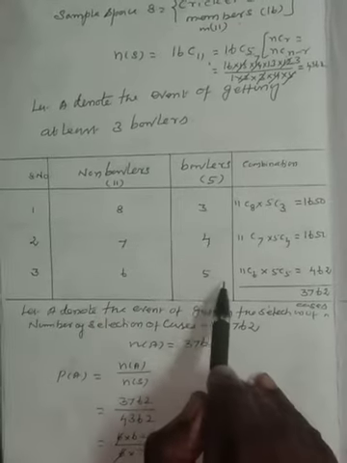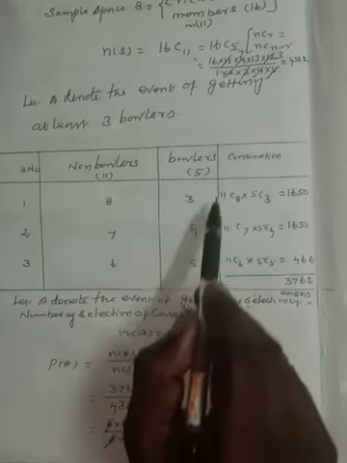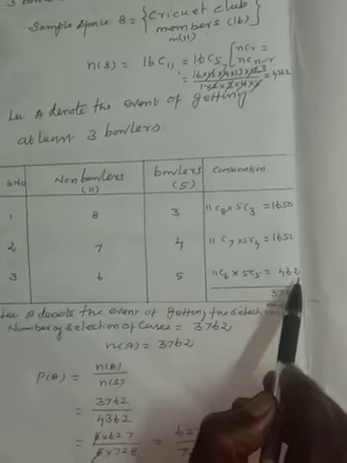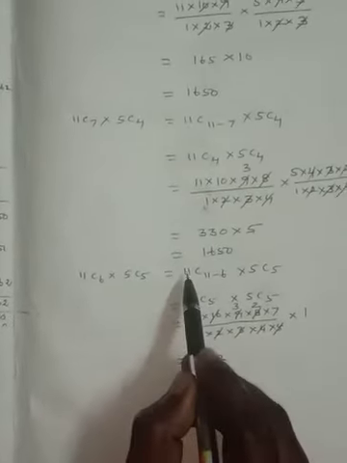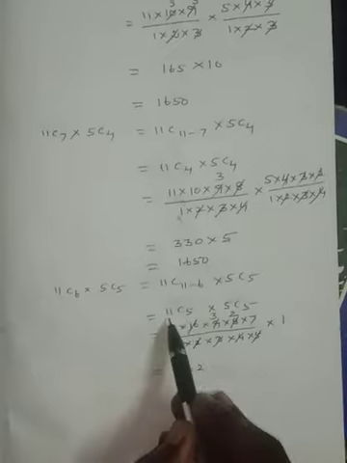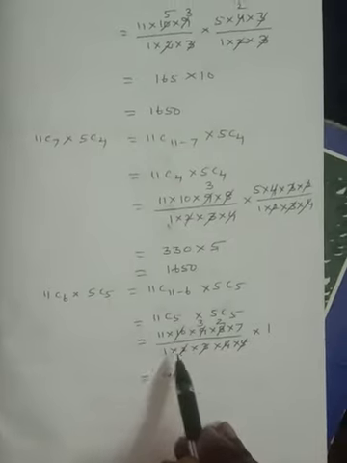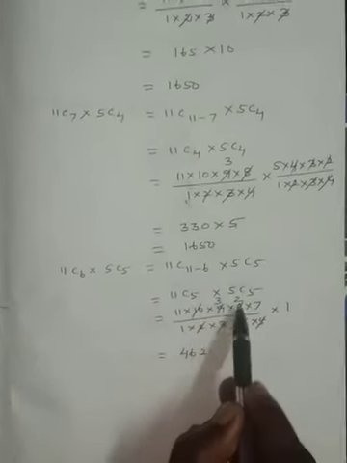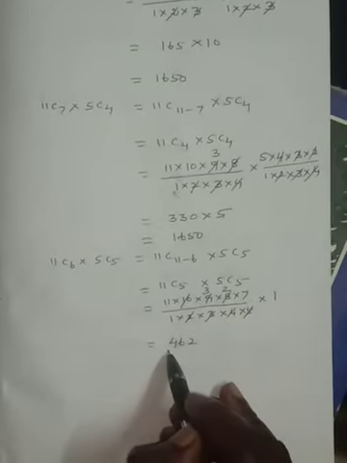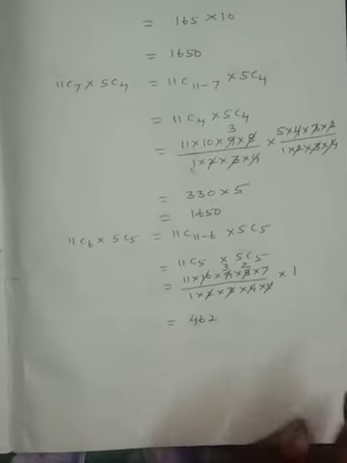Next serial number 3, non-bowlers 6, bowlers 5. Adding these two, 11. Now 11C6 into 5C5 is equal to 462. Why? 11C6 into 5C5 is equal to, using the formula nCr is equal to nC(n minus r), 11C(11 minus 6) into 5C5, is equal to 11C5 into 5C5. 11C5 is, cancelling these two, we get 11 into 3 into 2 into 7, 462. Into 5C5 is 1. So 462 into 1 is 462.